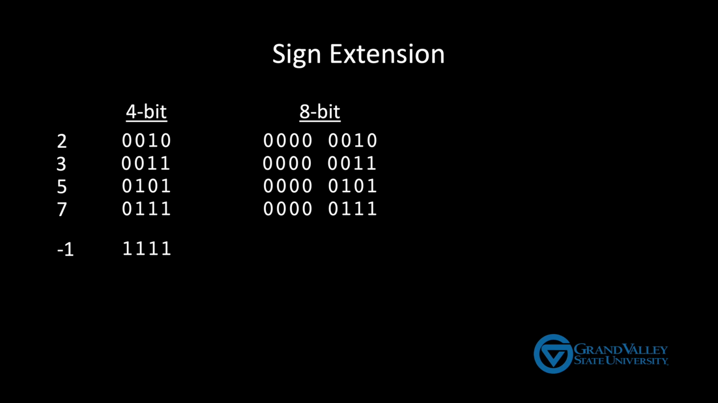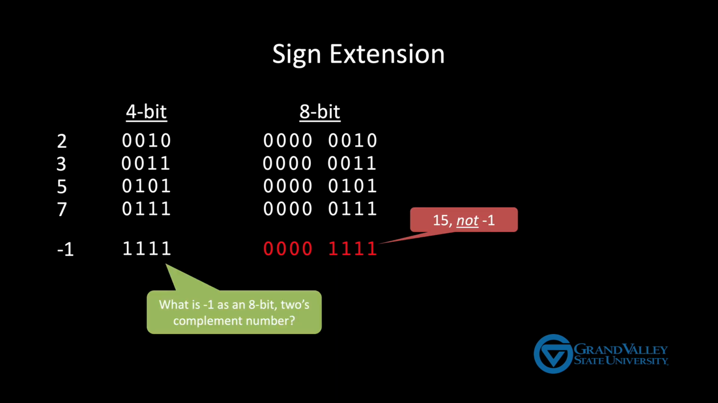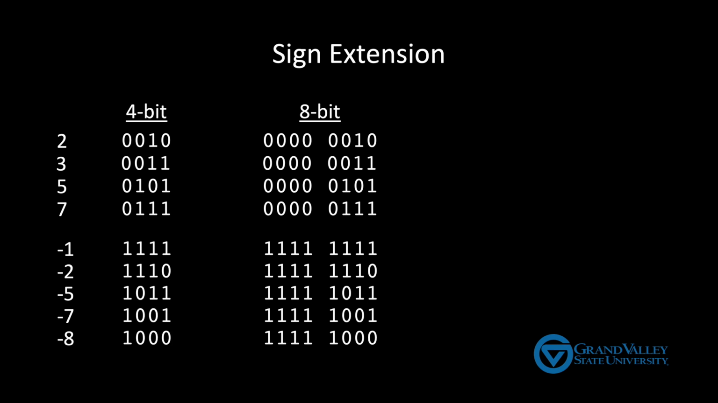But now consider -1. Adding leading zeros doesn't work because the result ends up as 15, not -1. So what is -1 as an 8-bit 2's complement number? Oh, 11111111. In this case, we had to add leading ones, not leading zeros. This use of leading ones applies to all negative numbers. This process is called sign extension because what we're doing is we're taking the sign bit and extending it to fill as many additional bits as necessary.